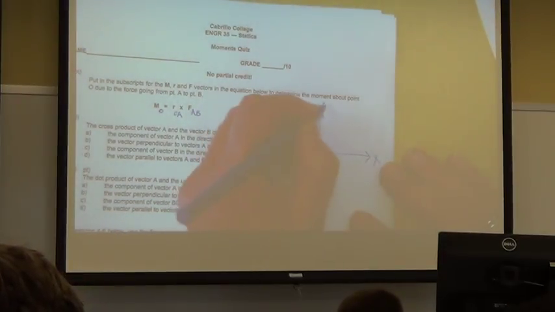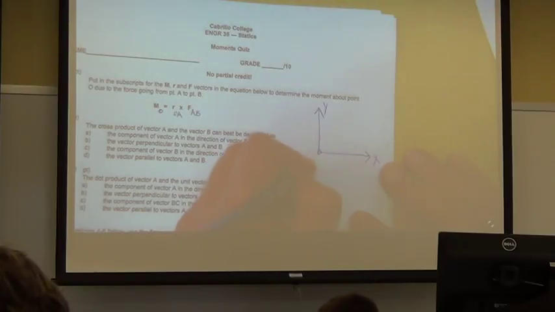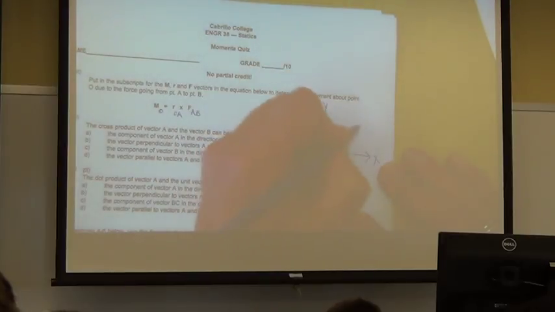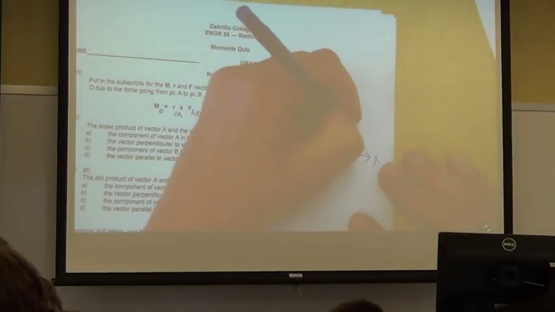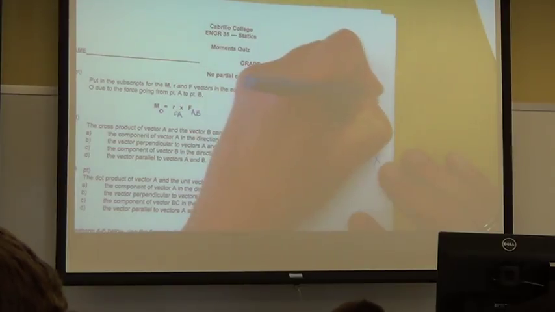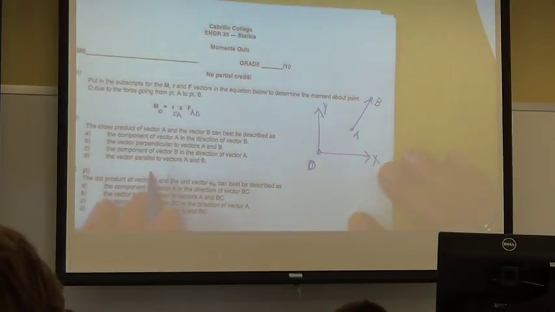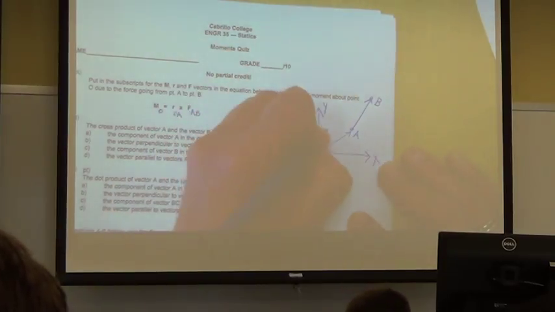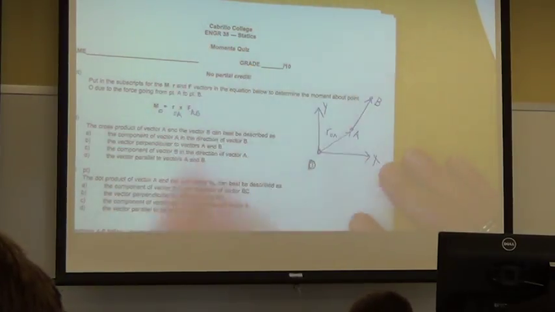Okay, so everybody look up here. Here's point O. And this is where I want to find the moment about. And here is my force. It goes from here to here. This is A, and this is B. So where is my R vector? My R vector goes from where to where? From O to A. So R, O, A.